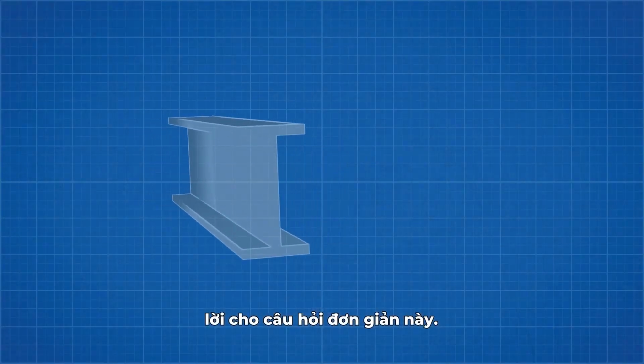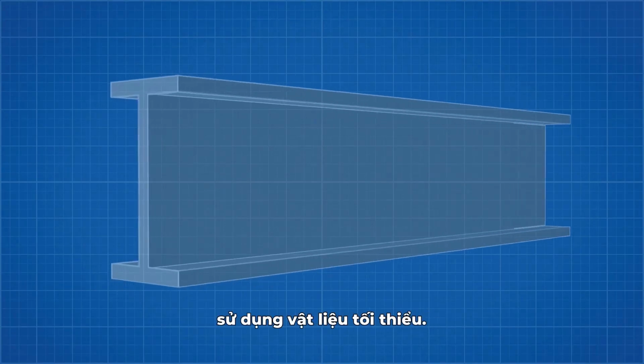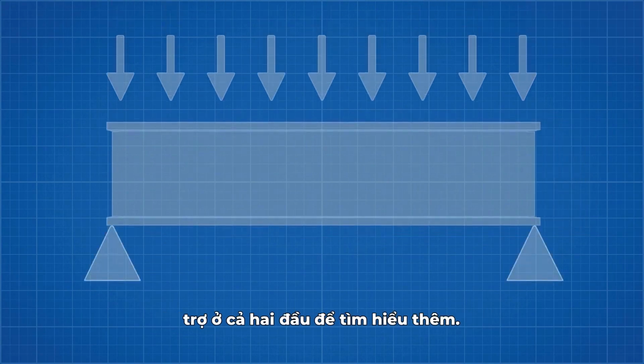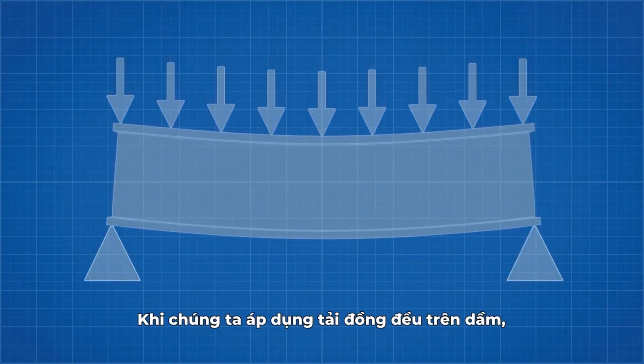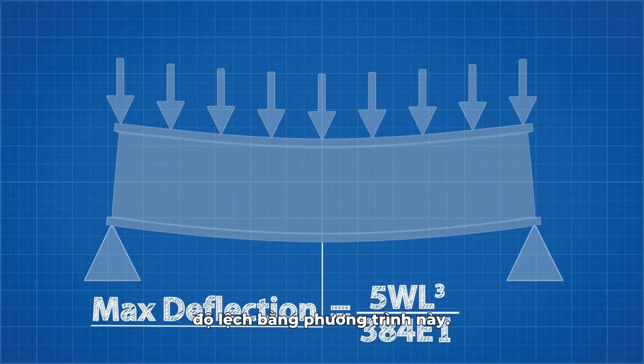The I-beam is designed in that way to handle a maximum bending load while using the least amount of material. Let's look at an I-beam supported on either end to understand more. When we apply a uniform load across this beam, the max deflection will occur here in the middle. We can calculate the deflection with this equation.